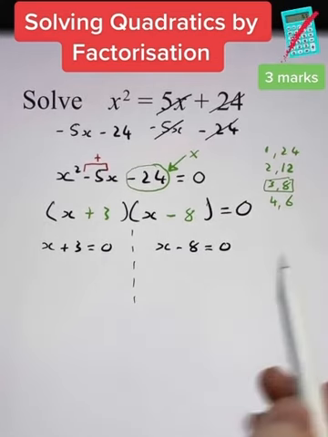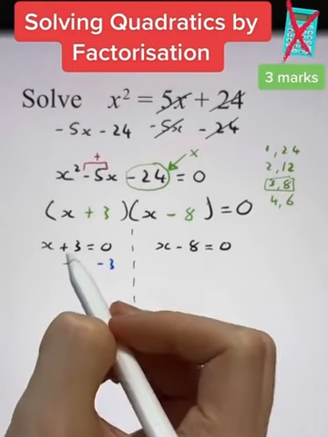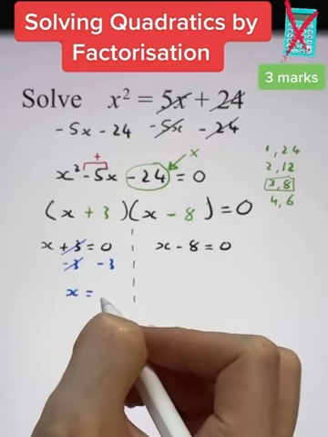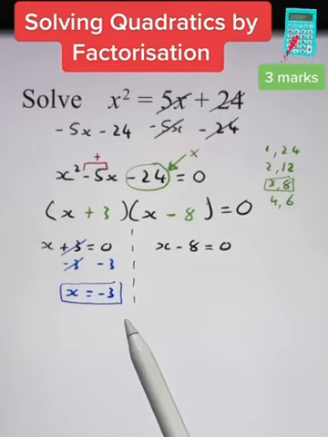As I'm solving for x, I want to get x by itself. Therefore, the opposite of add 3 is I need to subtract 3 from both sides. 3 take away 3 on the left will cancel to give us x. And on the right-hand side, 0 take away 3 gives us negative 3. So that's one solution.